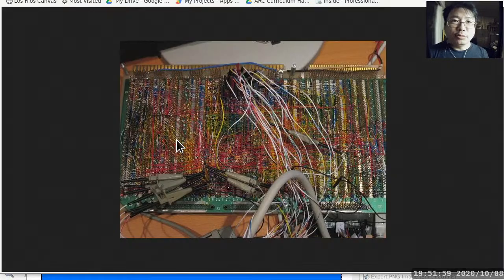This is how you program a computer. You literally change the wiring of how components are connected to reprogram an early-day computer. And I'm not kidding. This is pre-von Neumann computer programming.